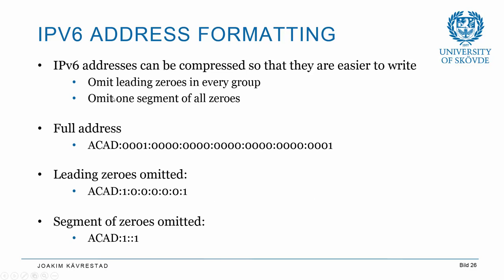Then you can omit one segment of all zeros. You can see here, from this one all the way to the end, it's only zeros, and you can remove all of those by substituting them with a double colon. So instead of having this very long address up here, we can just shorten the address so it says acad::1:1, and that's also a full IP address.